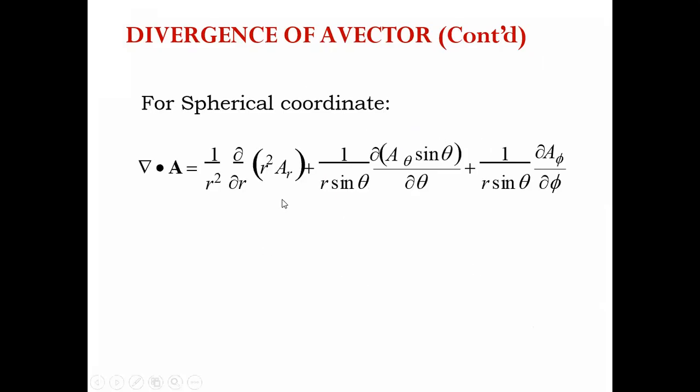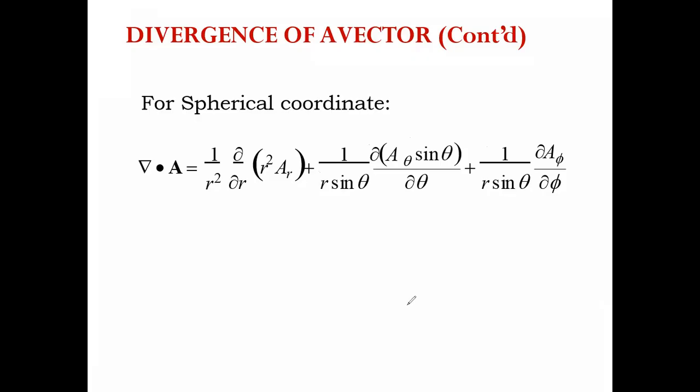Then last is the spherical coordinate system. Again the same. R square AR. So first you multiply the R square with this AR. Then you take its partial derivative. And then you multiply with 1 by R square. Then A theta sine theta. So you multiply the sine theta with the A theta component, and take its partial derivative with respect to theta. And then you multiply with 1 by R sine theta. And here of course 1 by R sine theta is multiplied. So this you will have to remember, and also you will have to practice.